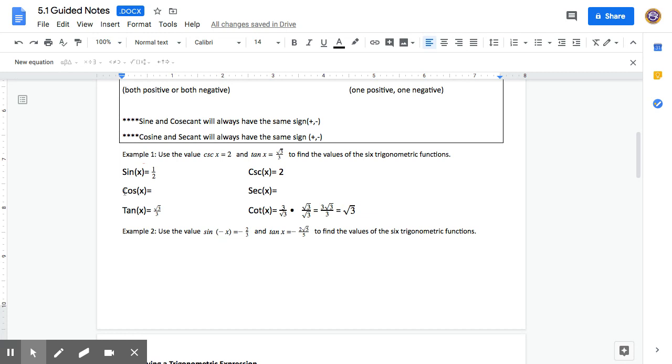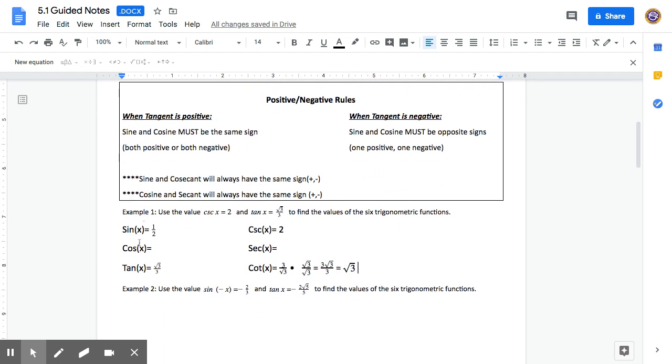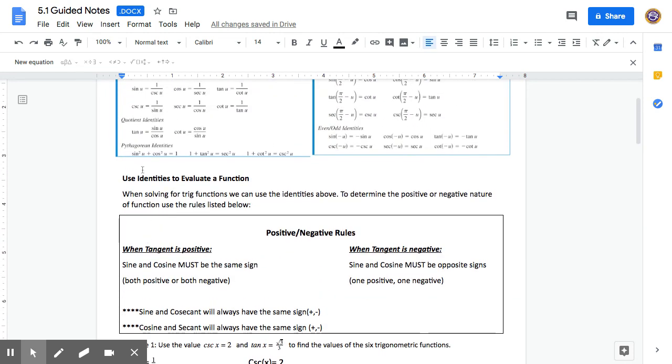So now how do we find cosine and secant? Now we have to use one of these other definitions. The good one to always go to, that pretty much works whenever you have either a sine or cosine value, is this Pythagorean identity, sine squared u plus cosine squared u equals 1. So keep in mind u is the same thing as x. It's just a different variable letter. So because we have sine and we want to find cosine, we can use this identity.